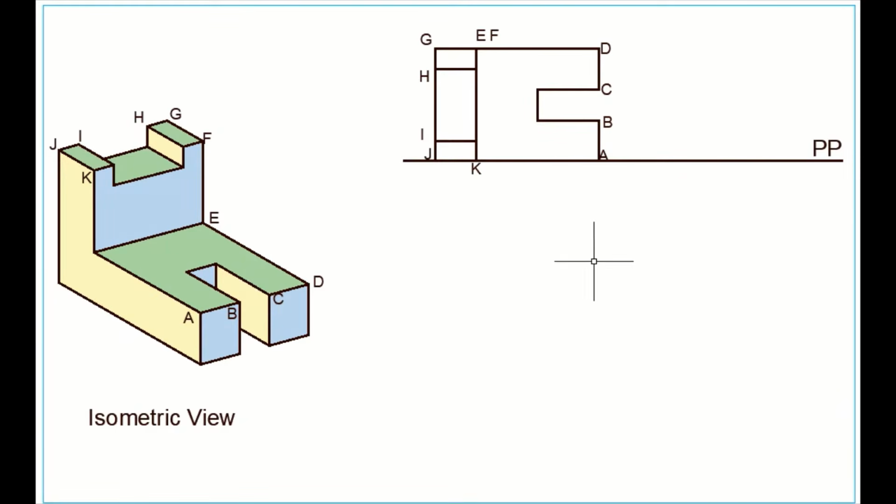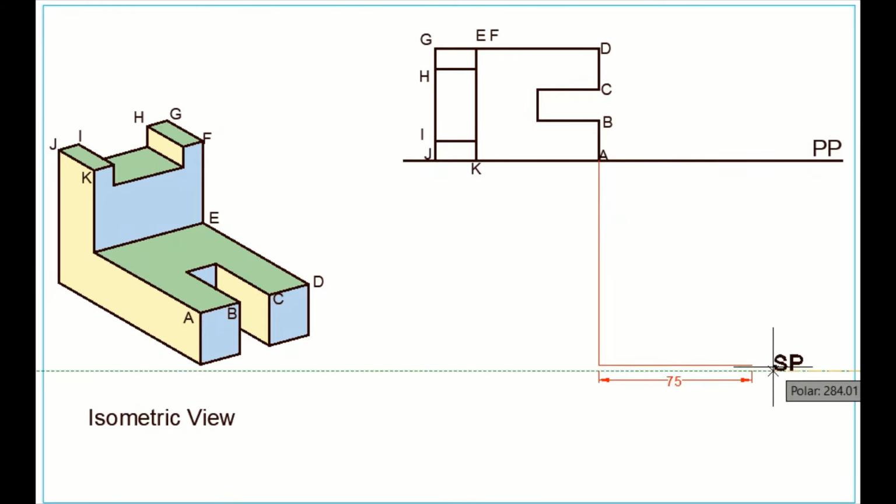Then the next step is that we have to locate the station point as per the given data. In this case the station point is given to be 100 millimeters from the picture plane and it is 75 millimeters on the right of the rightmost edge of the top view. So this distance is 100 millimeters and this distance is 75 millimeters. So this point is the station point for the given problem.